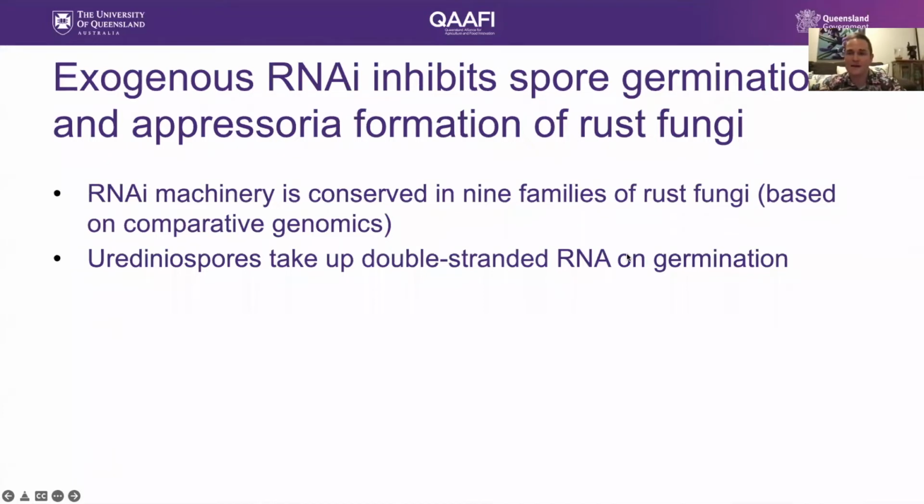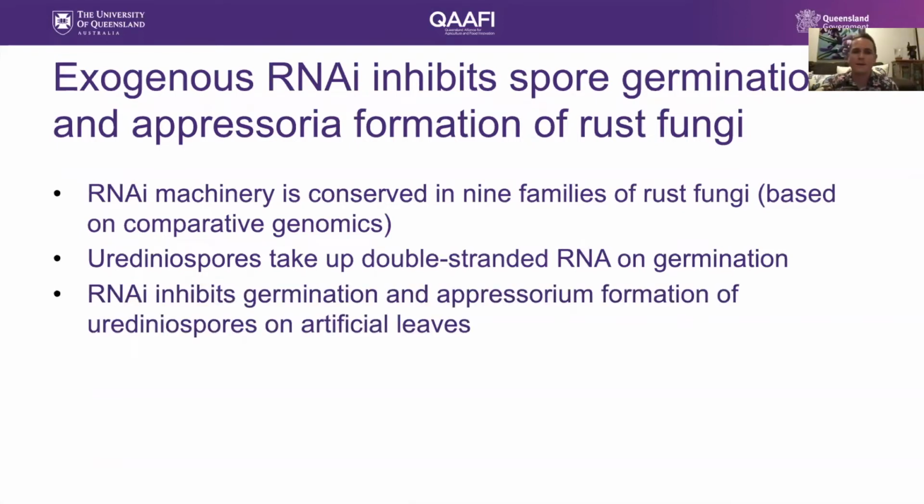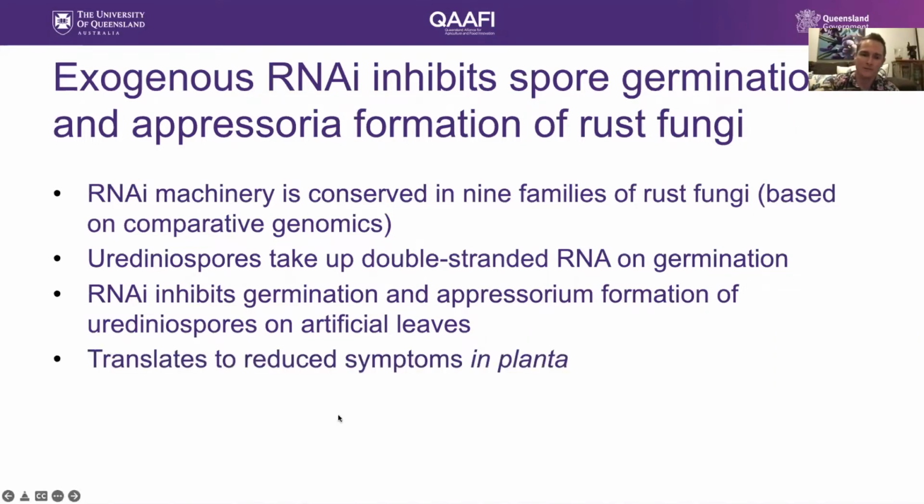We haven't tested other spore stages. But this is good news for if you do have a clonal outbreak or an epidemic caused by urediniospores, then double-stranded RNA or RNAi as a disease management strategy could be used. We know now with that innovative use of artificial leaves that RNAi stops the appressorium formation and translates in planta to reduce symptoms. So all pretty cool.